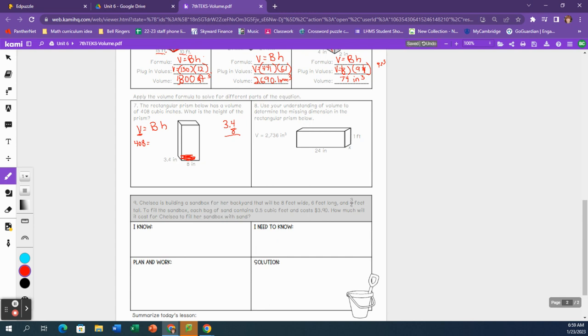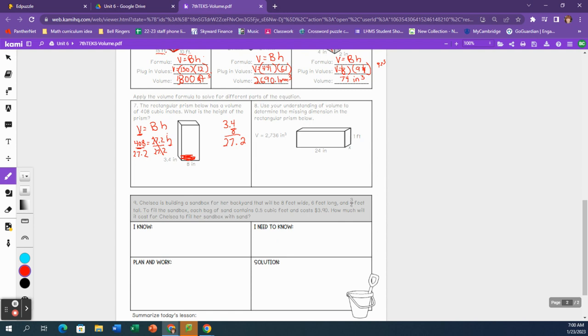Okay, so 3.4 times 8 is 27.2. So now we know, let's plug this in, 27.2 times H is going to equal this volume. So this is just a 6th grade equation. Divide by 27.2 because we're solving for H.